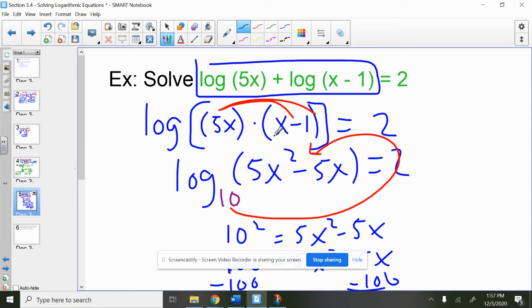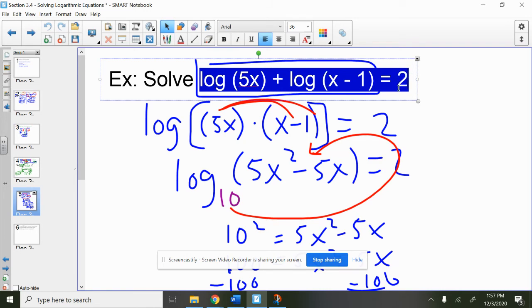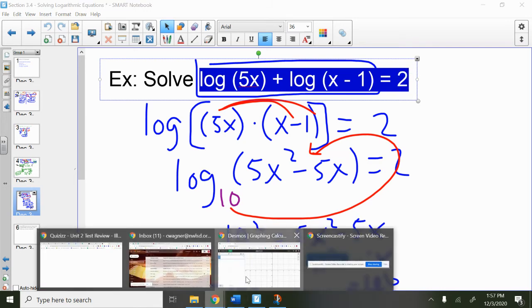Now, one other thing to mention too is you can use Desmos to help you out a little bit. So let's say I wanted to check this answer, or use Desmos to actually do it for me?